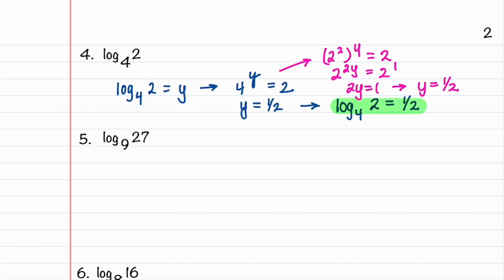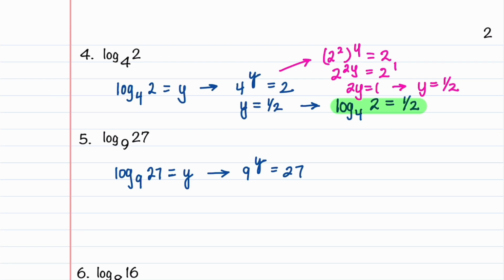Let's now look at example 5. We'll start by writing down that log base 9 of 27 is equal to y. And now we can put it in its exponential form. So we have 9 to the y is equal to 27. There is no easy answer to this. If y were 2, we would get 81, but we want 27 on the right-hand side instead.